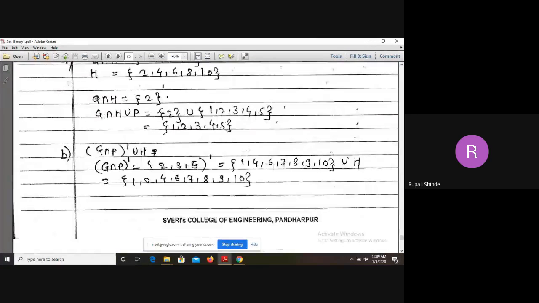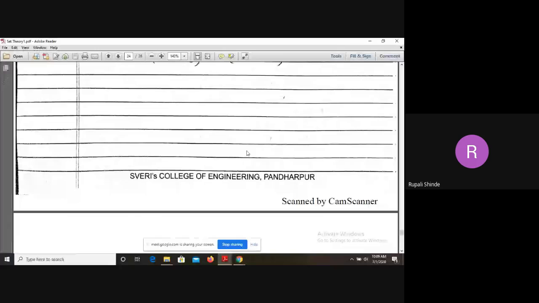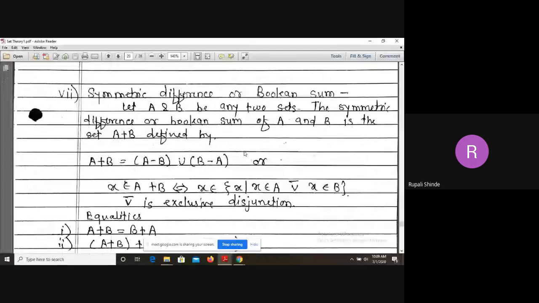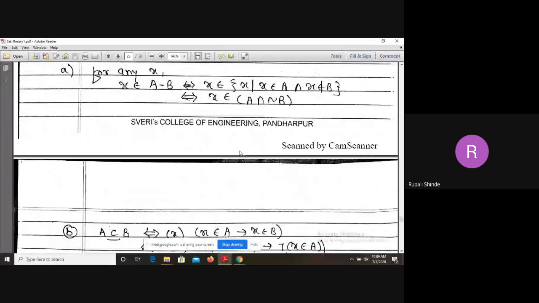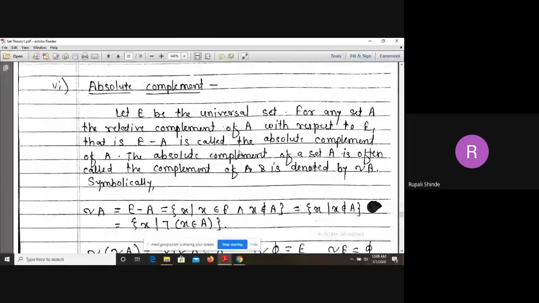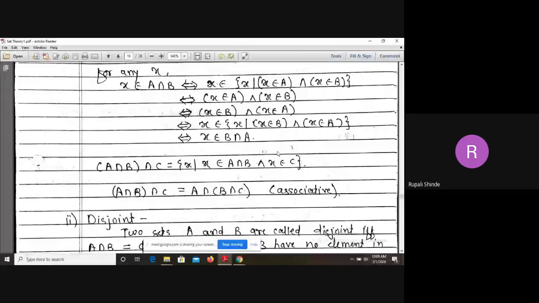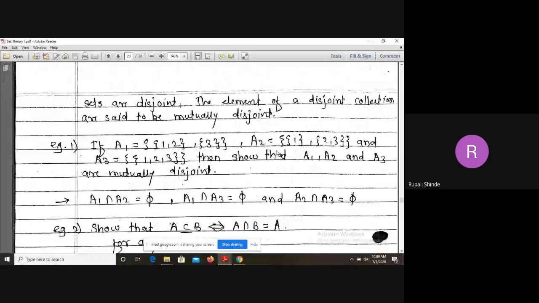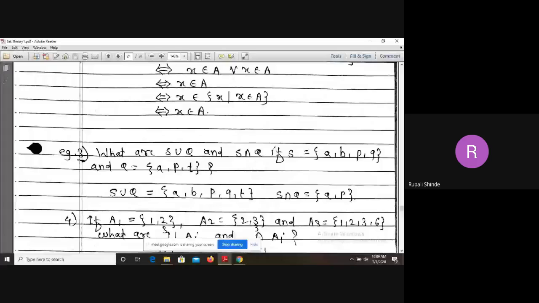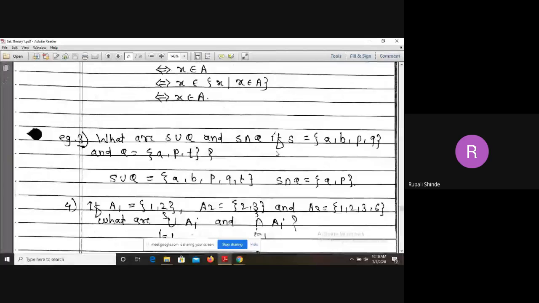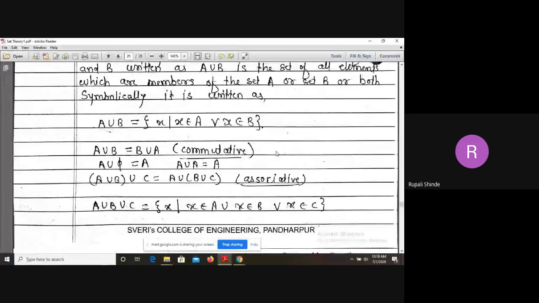So last lecture we have started with the operations on sets. In that we have seen different operations. First operation is the intersection operation. So what we have seen in intersection operation? Has anybody remember what is the intersection operation?